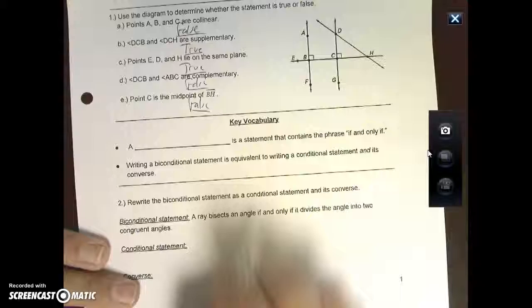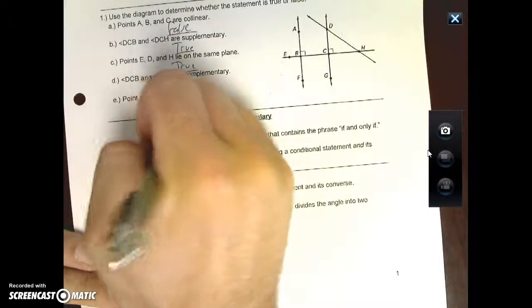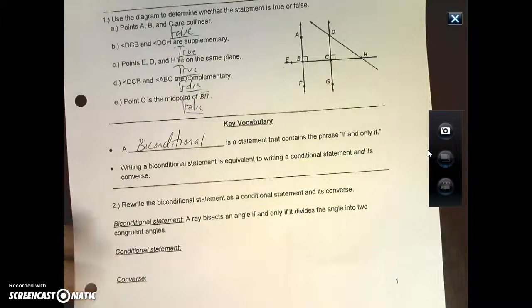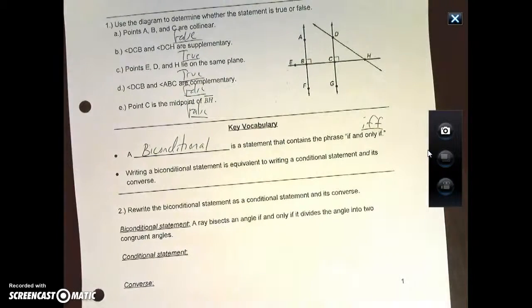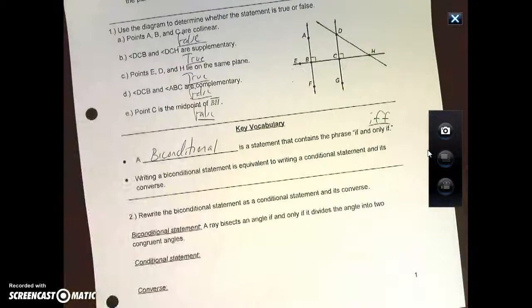All right, here's our next set of key vocab. A biconditional statement is a statement that contains the phrase if and only if. We saw this briefly in a previous note, so now we're going to talk about it finally. One other little thing, you might see me do this. If and only if, mathematicians in general like to do shorthand just because we like doing math more than writing out sentences. So if you ever see me write out IFF, it just stands for if and only if.